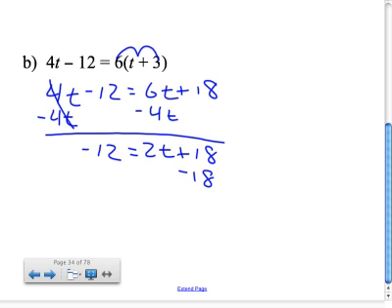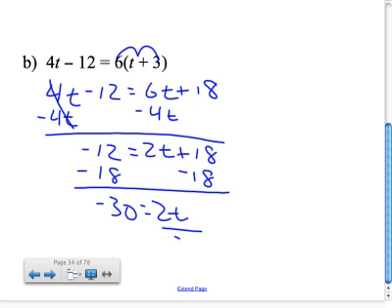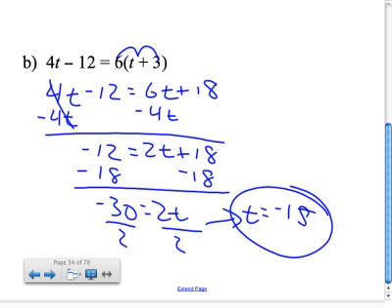Subtract the constant from both sides. Again, I'm trying to get t by itself, so I get negative 30 equals 2t. Divide both sides by 2. That tells me that t equals negative 15. And again, create good habits. Take your time, plug that thing back in, make sure that that is the correct answer, and we should be just fine. Okay.